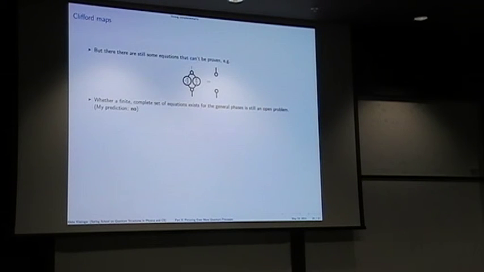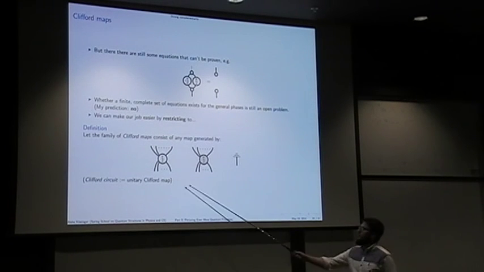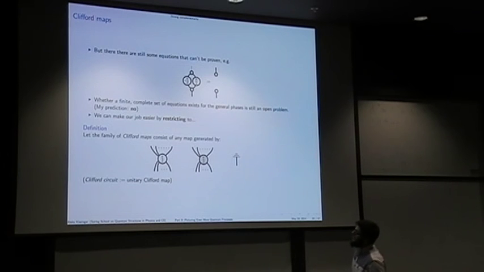And actually, whether a finite complete set of rules for the full language, so for arbitrary phases, exists is still an open problem. My prediction is no, that no such thing exists, that we need to do something a bit clever. We need to talk about families of rules rather than just individual concrete rules like that. But we can make the question a bit easier by restricting to the Clifford maps. So Clifford maps consist of any map that we can build using that guy and that guy, right?